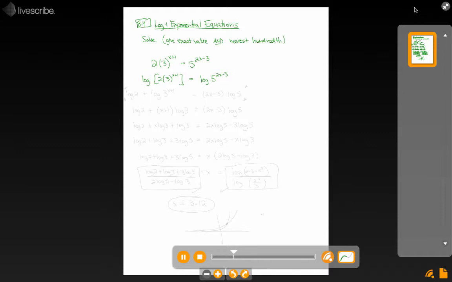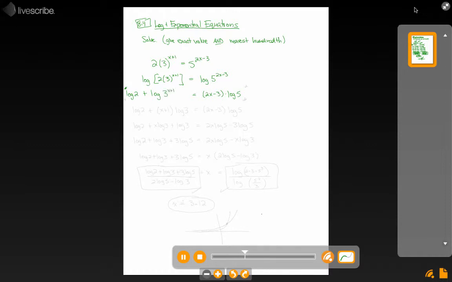It would be wrong here to bring the x plus 1 down in front of that whole expression. On the right side, it's completely correct to say it's 2x minus 3 times log of 5, as we did in a previous example. But this x plus 1 on the left side is not an exponent on the 2. The way that we avoid making that mistake, which is essentially an order of operations mistake, is we separate this into 2 logs. Log of 2 plus log of 3 to the x plus 1.